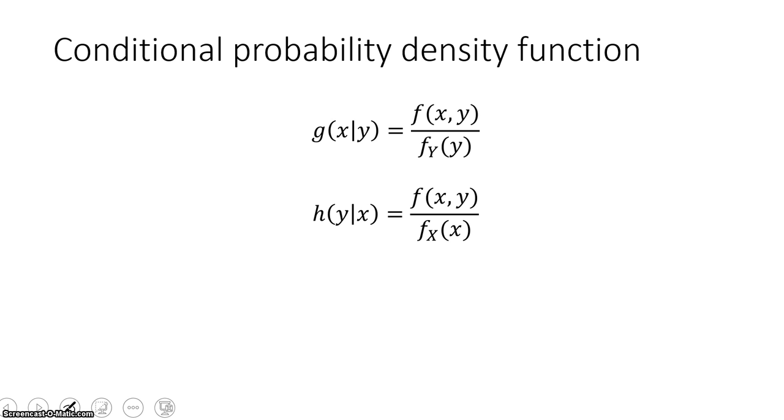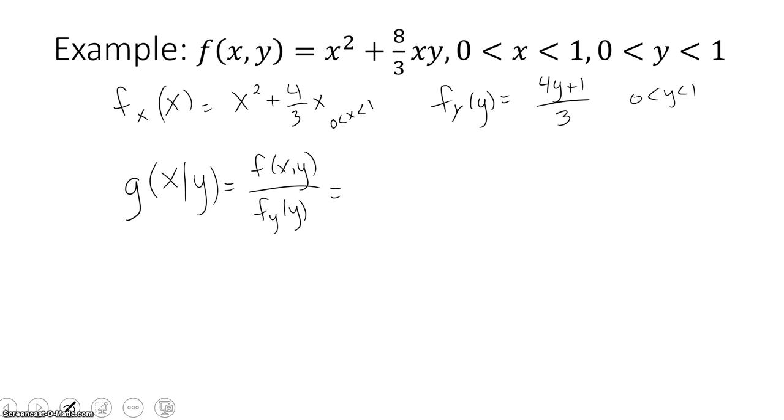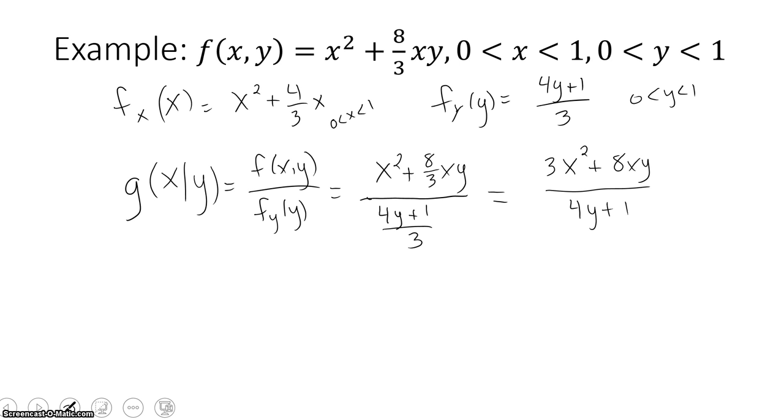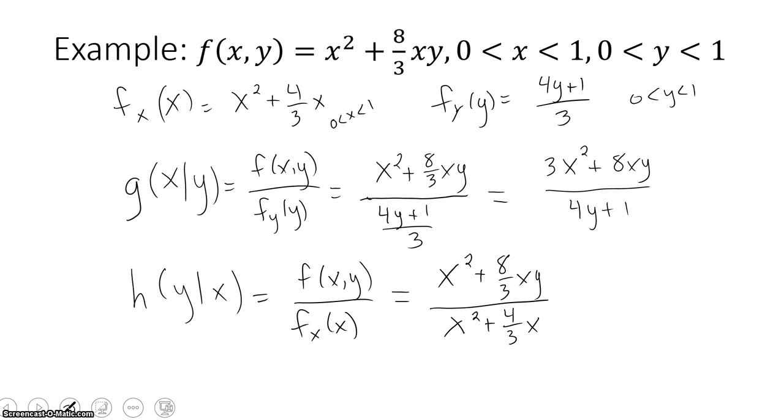Now our conditional probability density functions, the definitions look exactly the same as they did in the discrete case. If I want to find the conditional distribution of x given y, g of x given y, I take my probability density function, f of xy, divide it by my marginal distribution of y, and use that to find my conditional distribution of x given y. Can do the same thing to find the conditional distribution of y given x. That's my h of y given x. I take my joint PDF, f of xy, divided by my marginal distribution of x, and that gives me my conditional distribution.